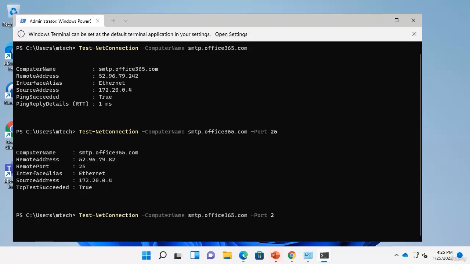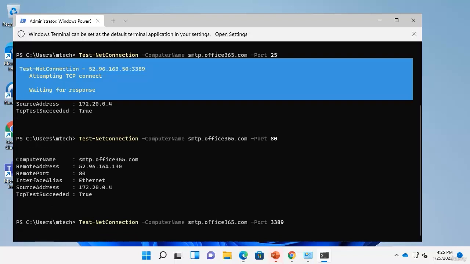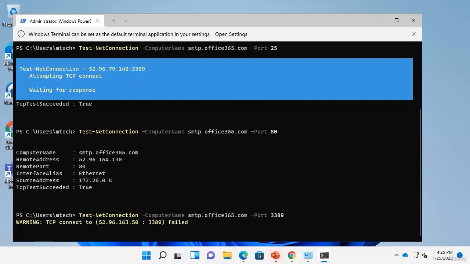Now, what if I choose port 80? Okay, well, that one worked also. So let's choose another port. Let's say 3389, like remote desktop. Now I'm going to sit here. It's going to wait for a response until it times out. And ultimately, it's going to tell me the TCP test failed, because that is an SMTP relay entry point for Office 365. Also apparently open for port 80. I guess I didn't realize that. But it's not going to allow RDP, remote desktop, and that's what 3389 is going to be. So it says that failed, and then it'll go on and do the other checks.